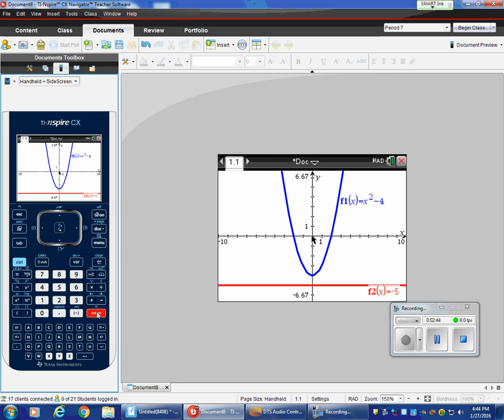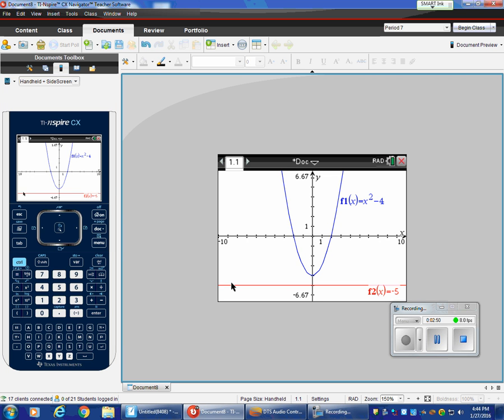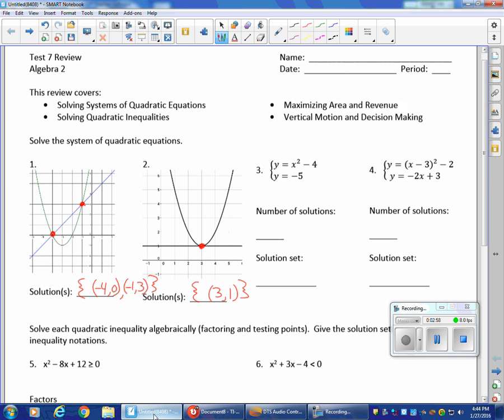Remember that a solution is our intersection points. If you notice, our red line will never touch our quadratic graph in blue. Since they never touch, I don't have any solutions. So my number of solutions is 0. And my solution set, well, there's no solutions, so it's no solution.